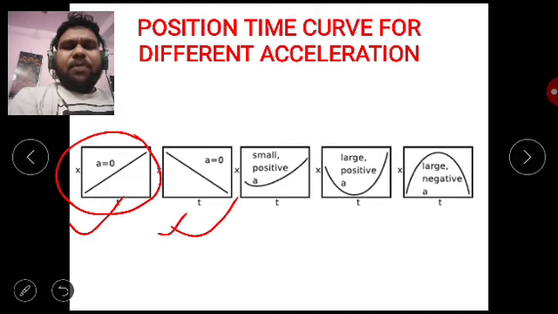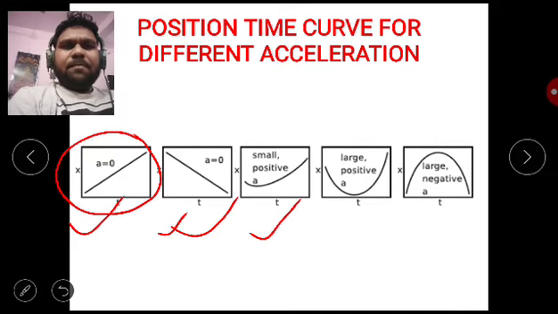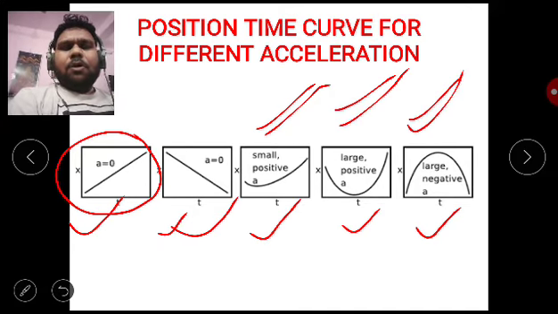Now we have two more cases. In one case acceleration is positive, small positive or large positive, and in the second case acceleration is negative. When acceleration is small positive, the curve will be like this, when acceleration is large positive, the curve will be like this, and when acceleration is large negative, the curve will be like this. We will discuss how it is so.